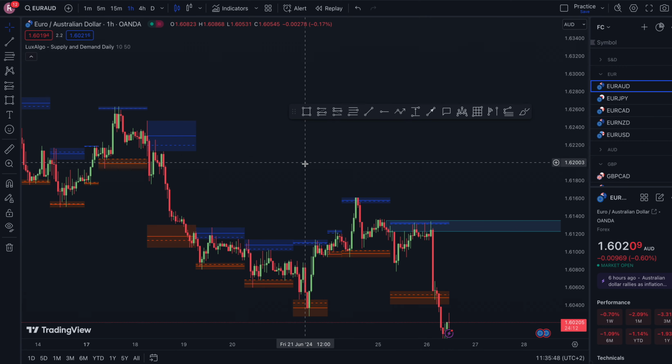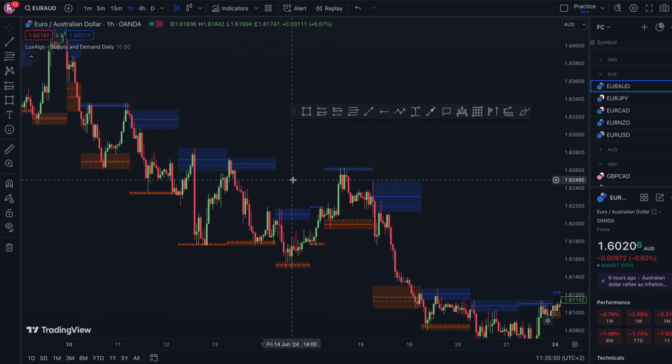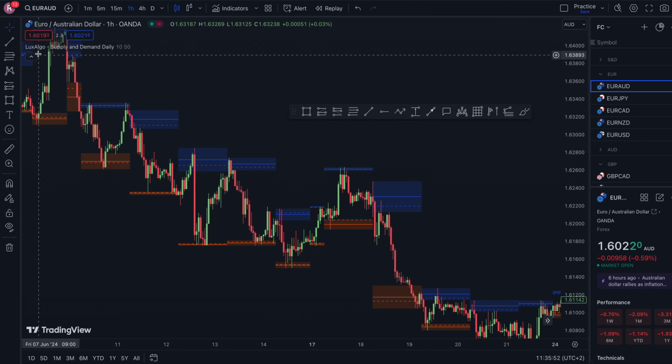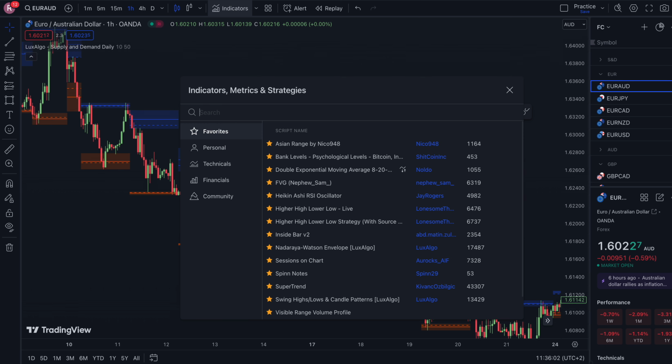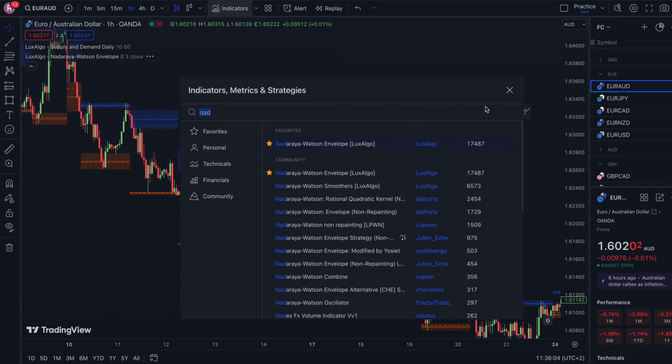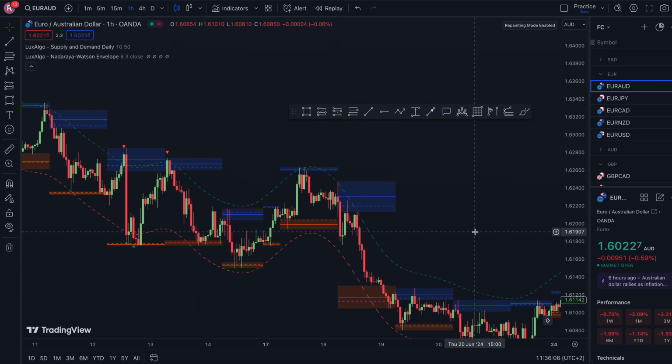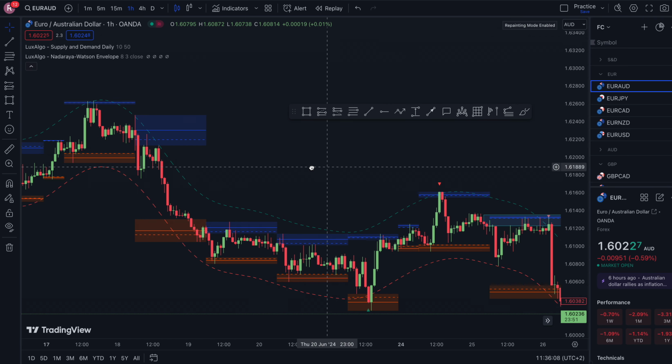Cool. But we're going to work based on past data. So we're going to add our Lux Algo indicator and enable that. Oh, I think I deleted it. Cool, going to add that.